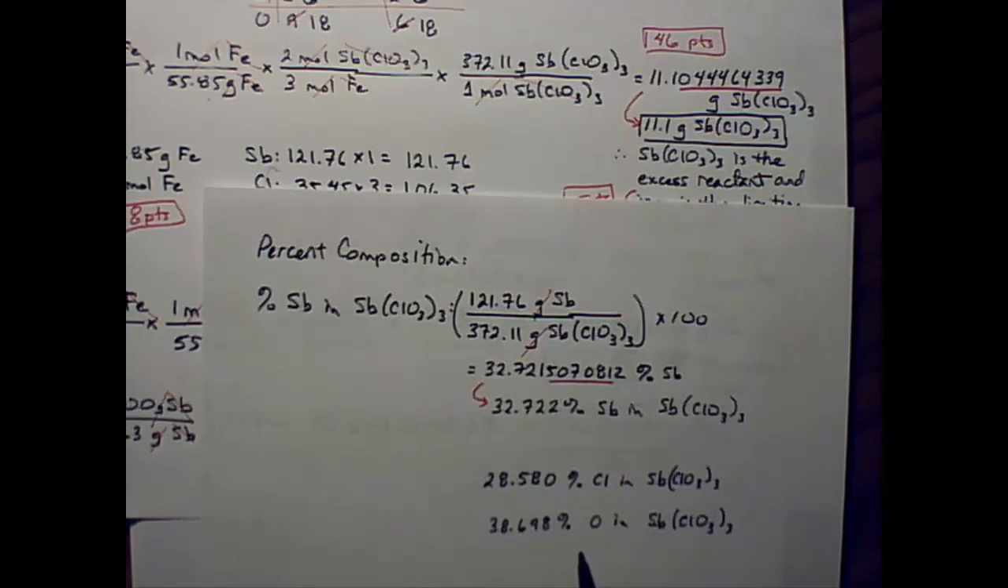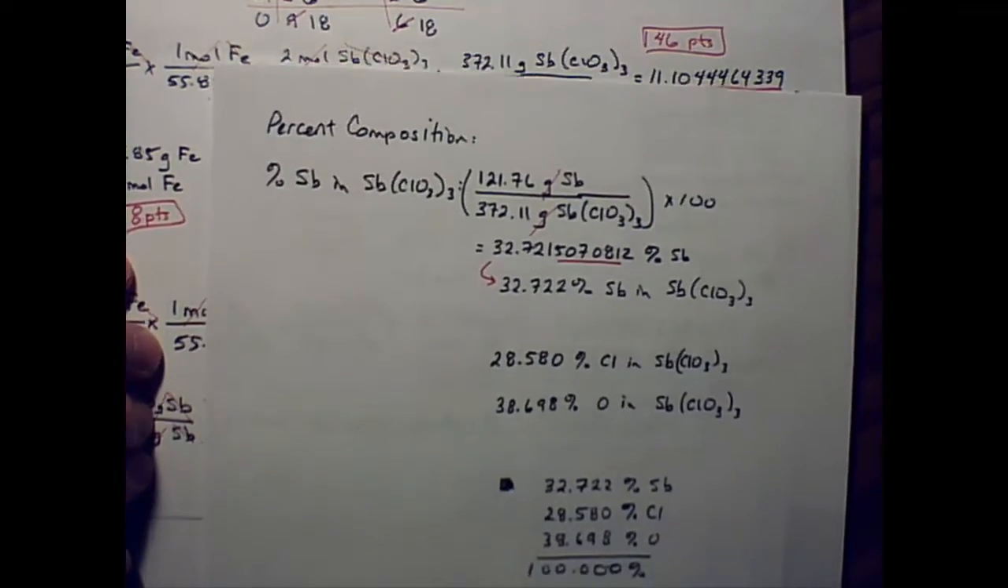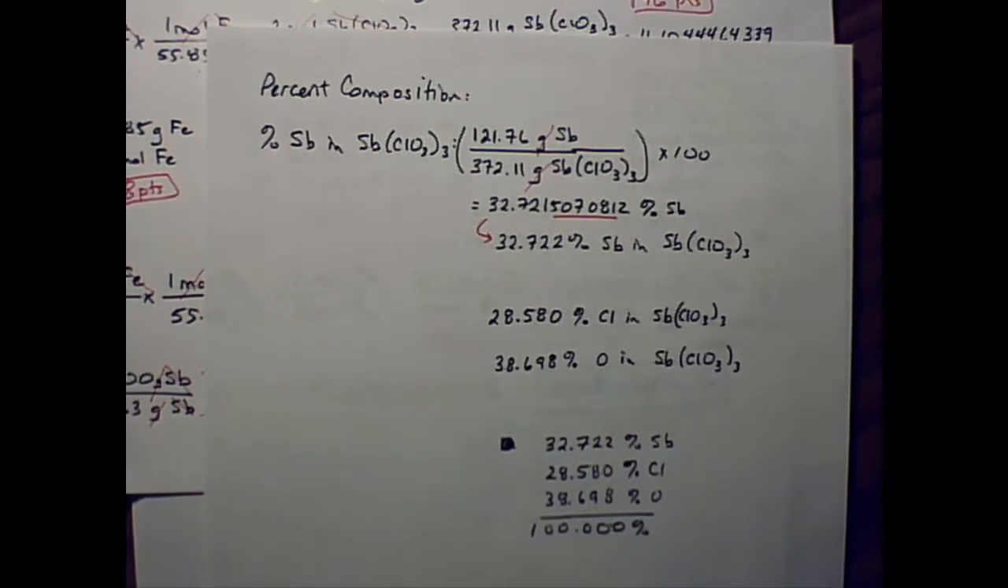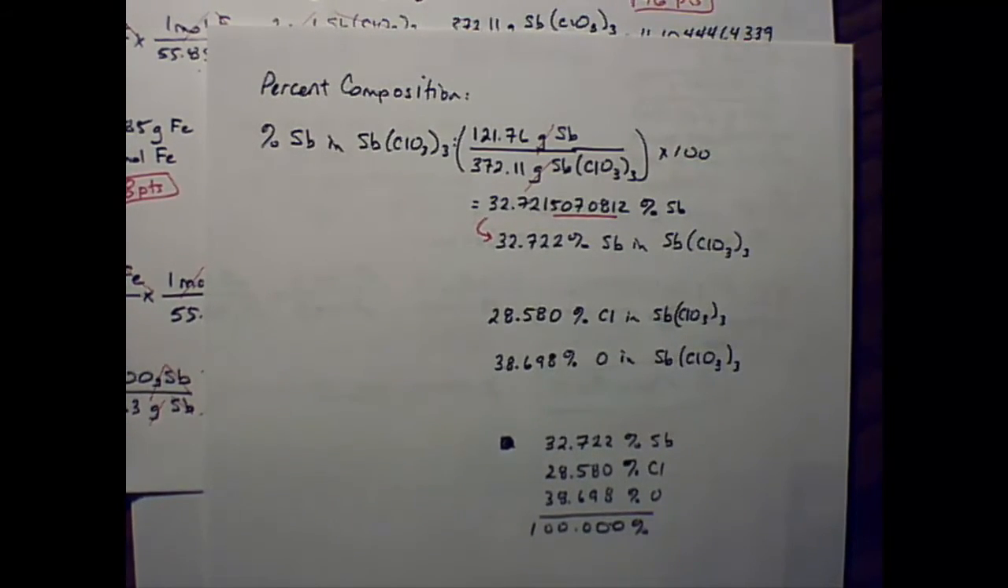Remember these are parts over whole, right? So if you add all the parts together, you should get a whole, correct? And so you can check your work by adding up all the percents and getting close to 100%.